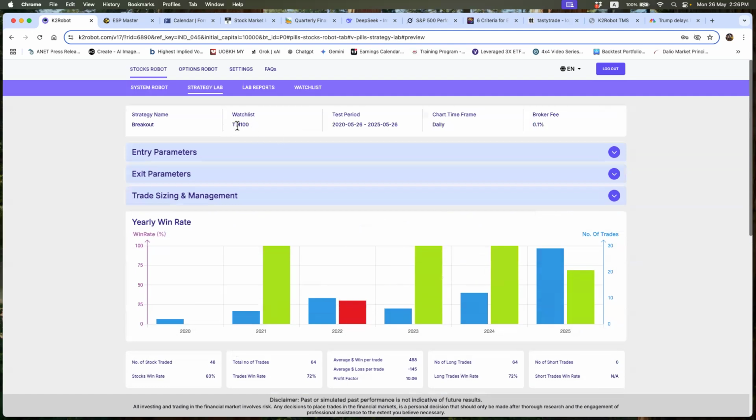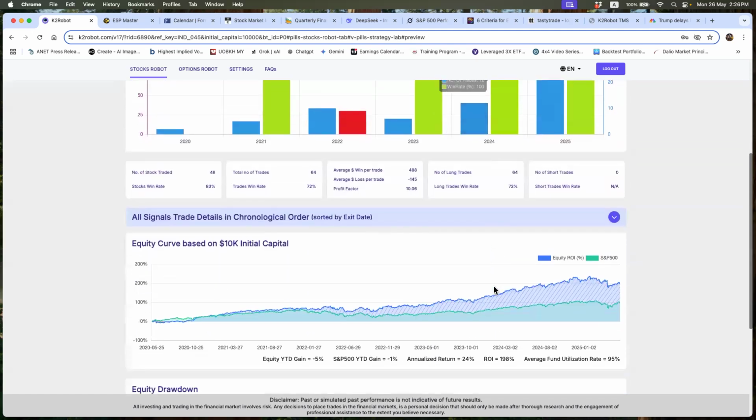Using the TM100 watch list. Remember, TM100 means there are 100 stocks curated. That means these are the fixed 100 stocks that performed better than the rest of the market over the last 5 years. And you will see that our blue color, the robot equity, is actually better. It is about 197% if you were to start on the 25th of May.